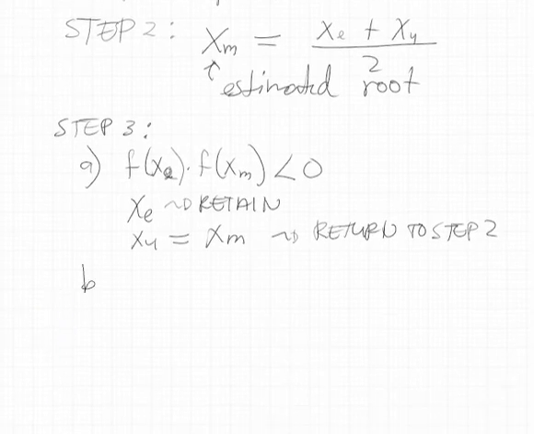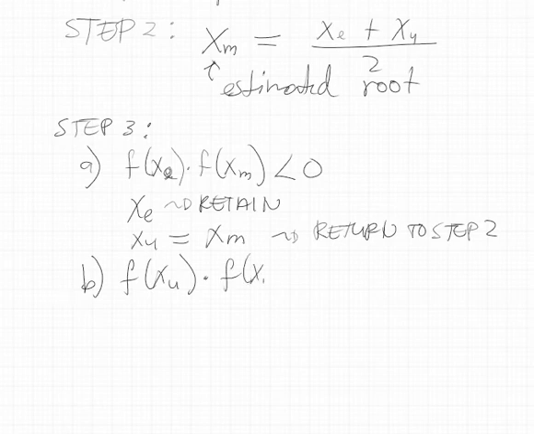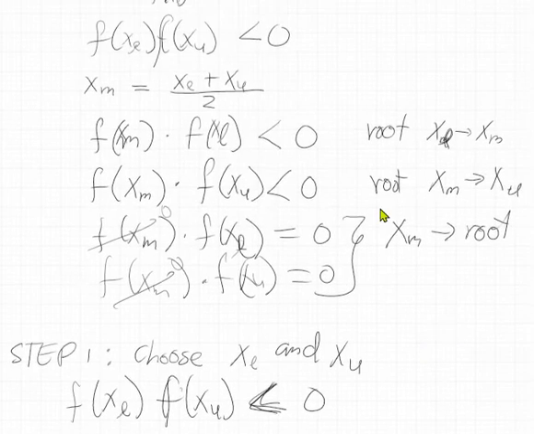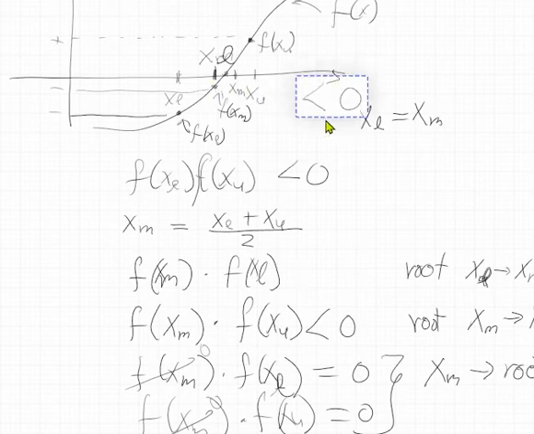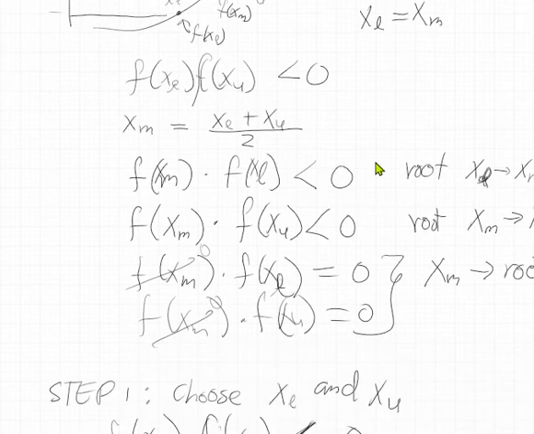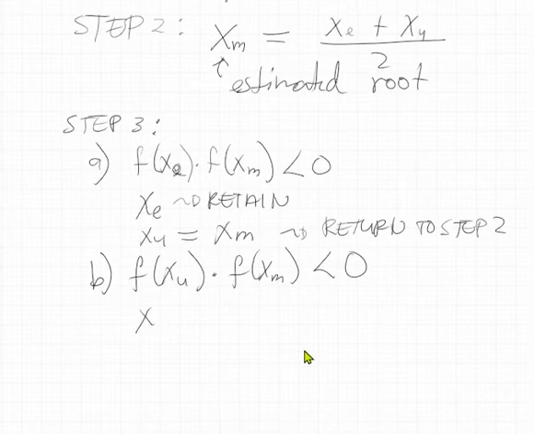You go to the second case. If f of xu times f of xm is less than 0. So if this is less than 0, what do we retain? We retain xu or xl? So if you look at the figure again here, this will be our interval. So we will be retaining xu. Then we will change our lower limit or value to be the midpoint.